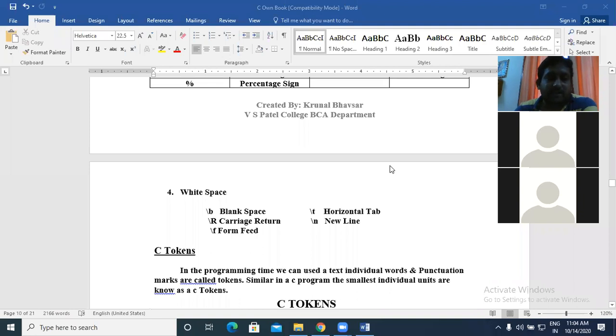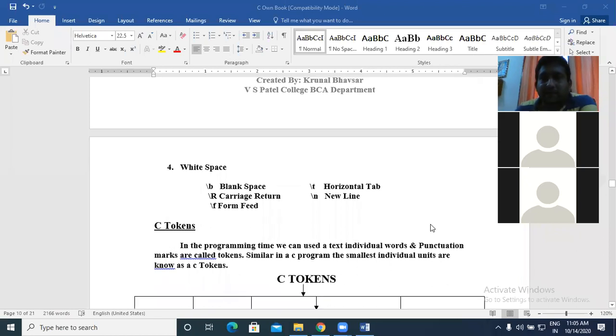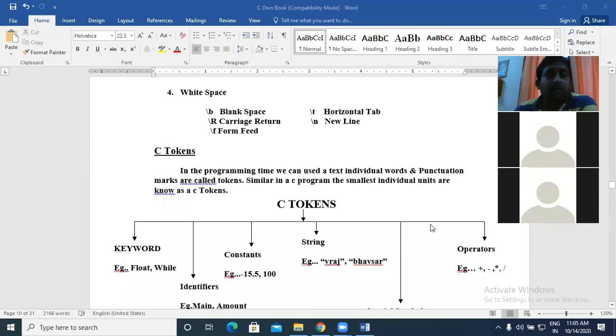White space: slash B for blank space, slash R for carriage return, slash F for form feed, slash H for horizontal tab, and we are using slash N for new line. The important thing is slash N, which we have to use in a programming language.